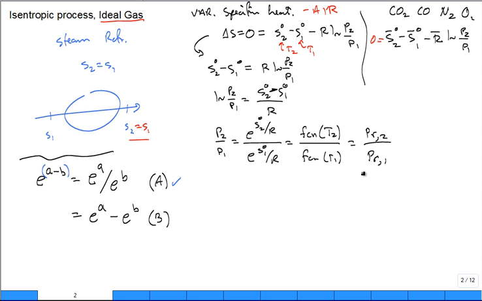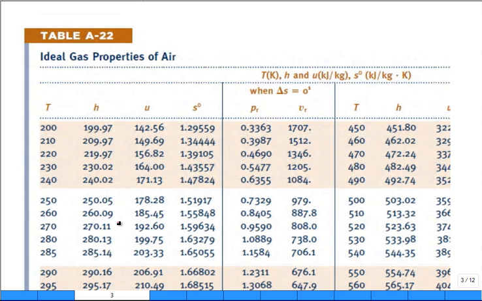So let's take a look at where it's at in the air table and then how we would use it. Here is air table A-22 out of our textbook. And we understand the temperature column, enthalpy, internal energy. There's that S naught, right?